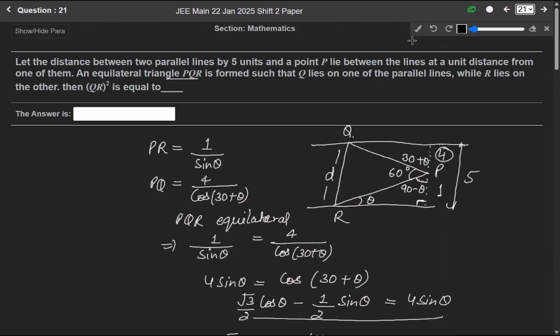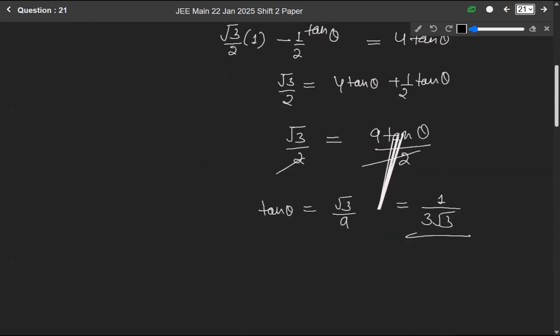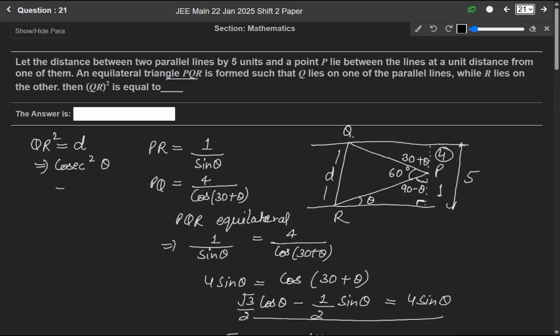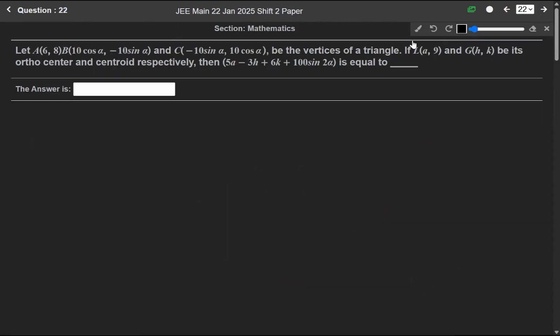QR square, since we have said that it equals D, means it equals cosec square theta. Since tan theta is 1 over 3 root 3, cosec square theta will be equal to 28. So our answer is 28 here. Now next, question 22.